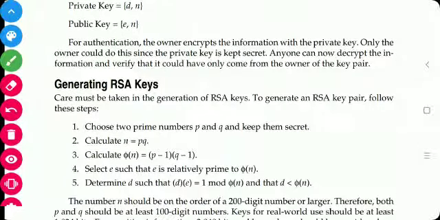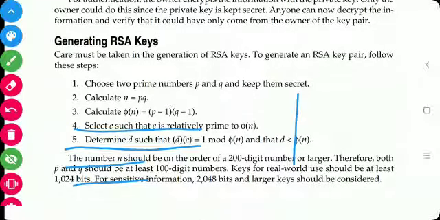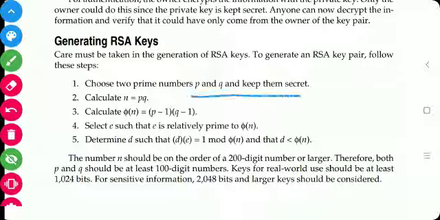So, generating the RSA keys. To generate the RSA key pair, the steps are: choose two prime numbers p and q and keep them secret. Then calculate n is equal to p times q. So p and q are prime numbers, and in the second step we multiply p and q. Then calculate phi n is equal to (p minus 1) times (q minus 1).